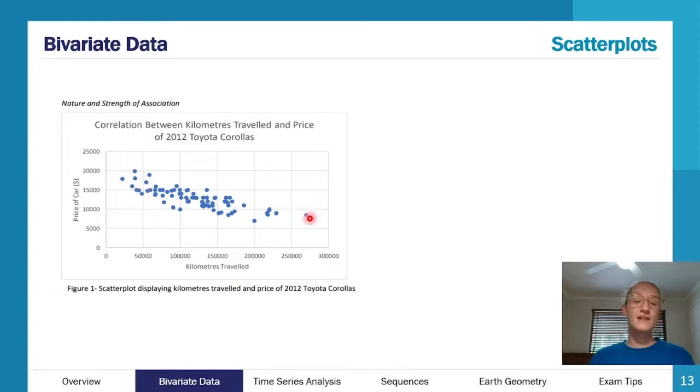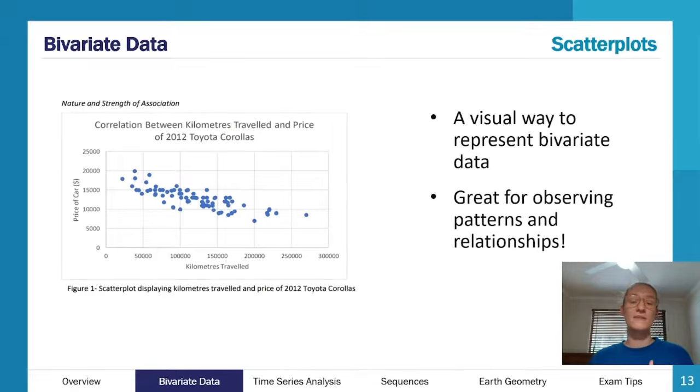So this car, for example, has driven about 265,000 kilometers, and it costs approximately $9,000. If I was going to check exactly, I could, but just by having this scatter plot, we can read off it and get a lot of information. Like I said, another really good thing about scatter plots is they're visual. We can see patterns, we can see trends, and then we can observe them and discuss them and see what they actually mean.